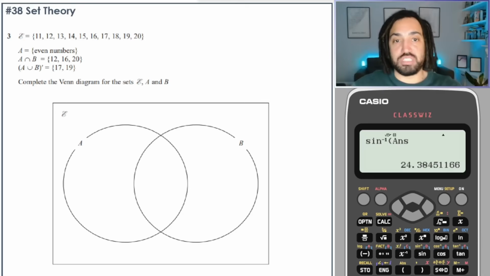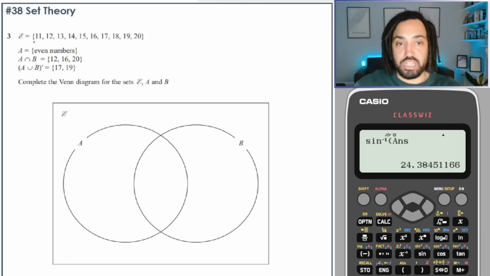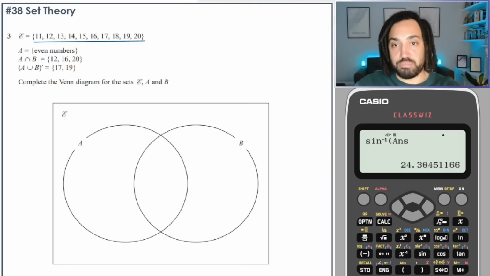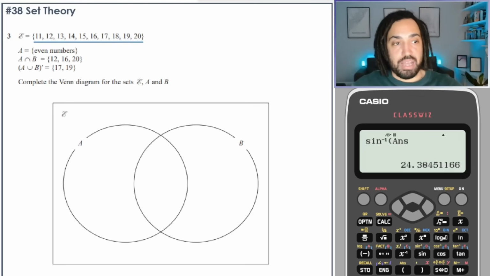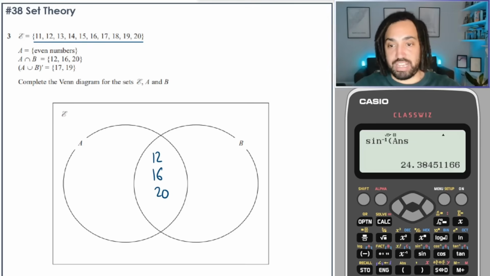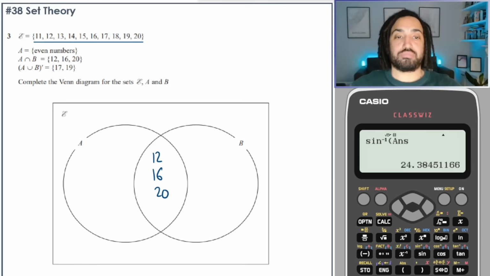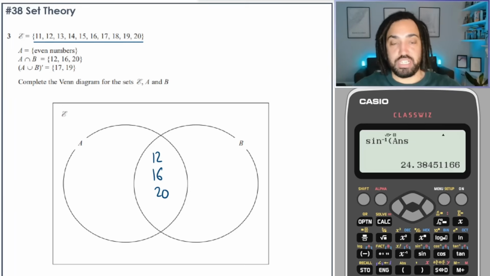Okay, I've got a set theory question here. We've got the universal set, that is all of the numbers that we're going to be using. A is even numbers. The intersection is 12, 16 and 20. So that's the centre or the middle part of A and B. It tells me that everything which is not in the union is 17 and 19. So that means that these are all the ones that need to go outside because they're not in the union, and the union is everything inside A or B. So they need to go on the outside.